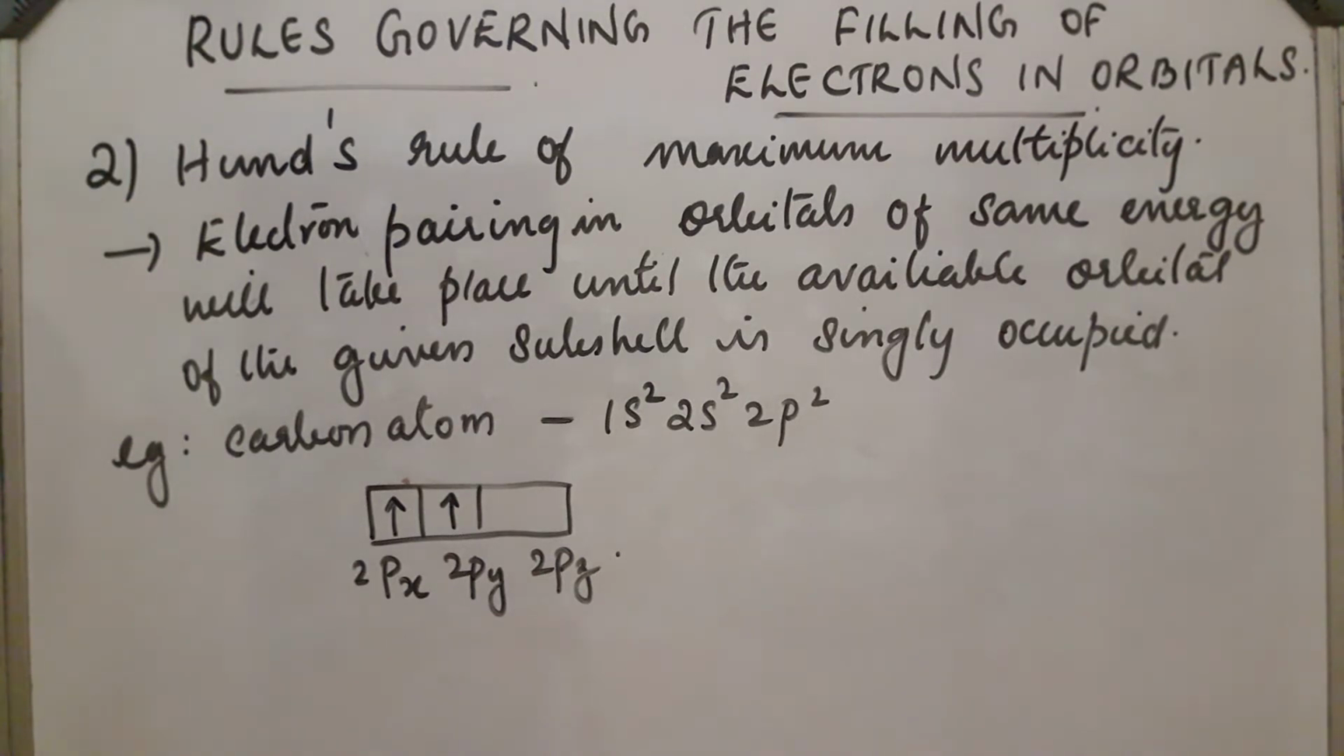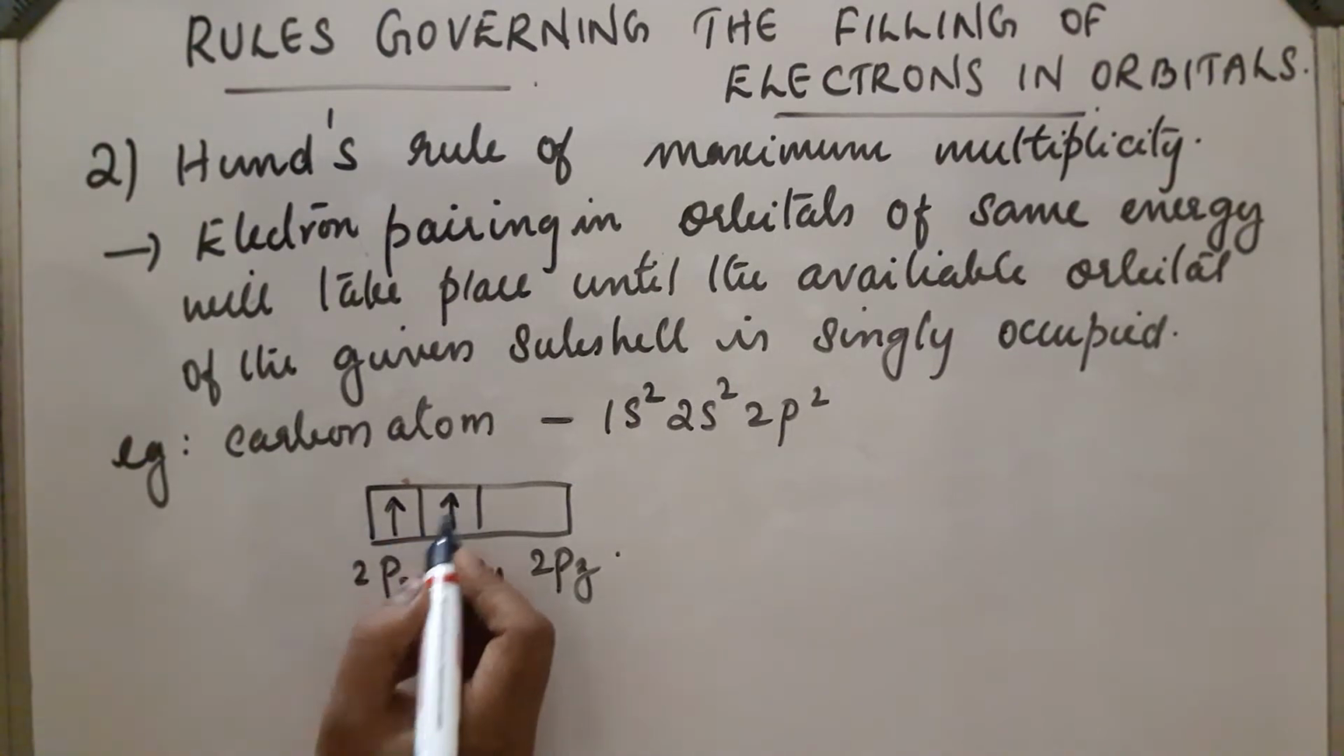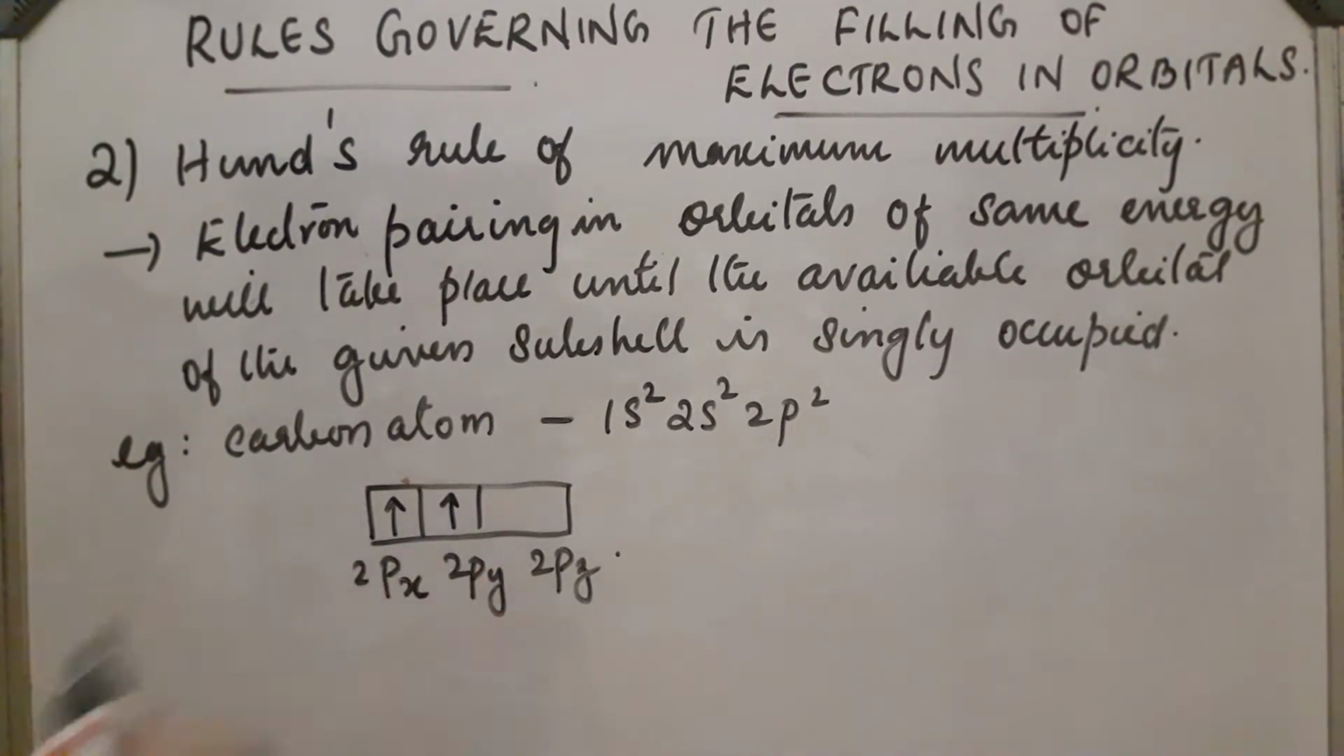This also means that both electrons are filled into different orbitals with parallel spin or same spin. First they are singly occupied and these have the same spin.